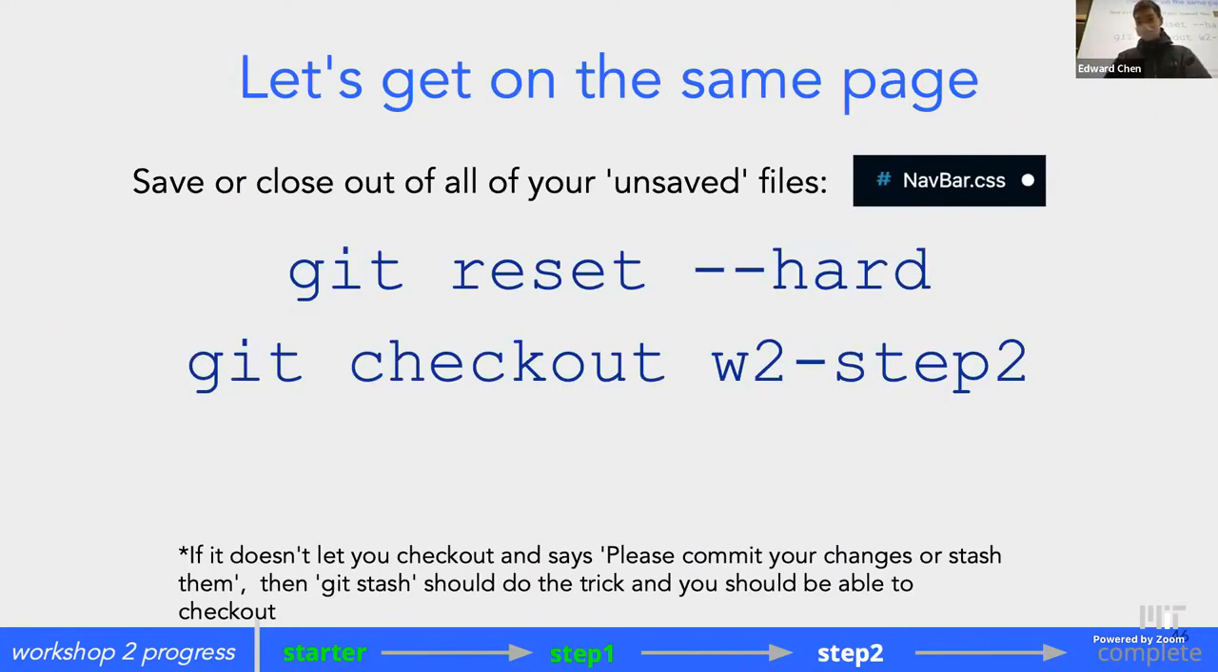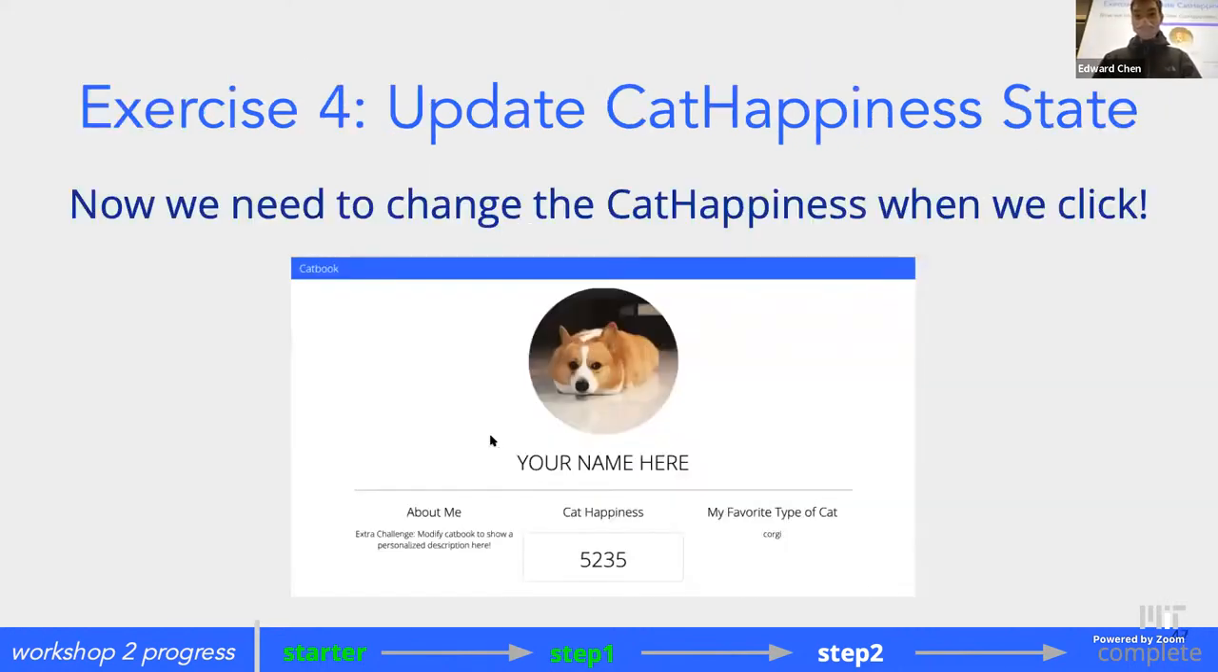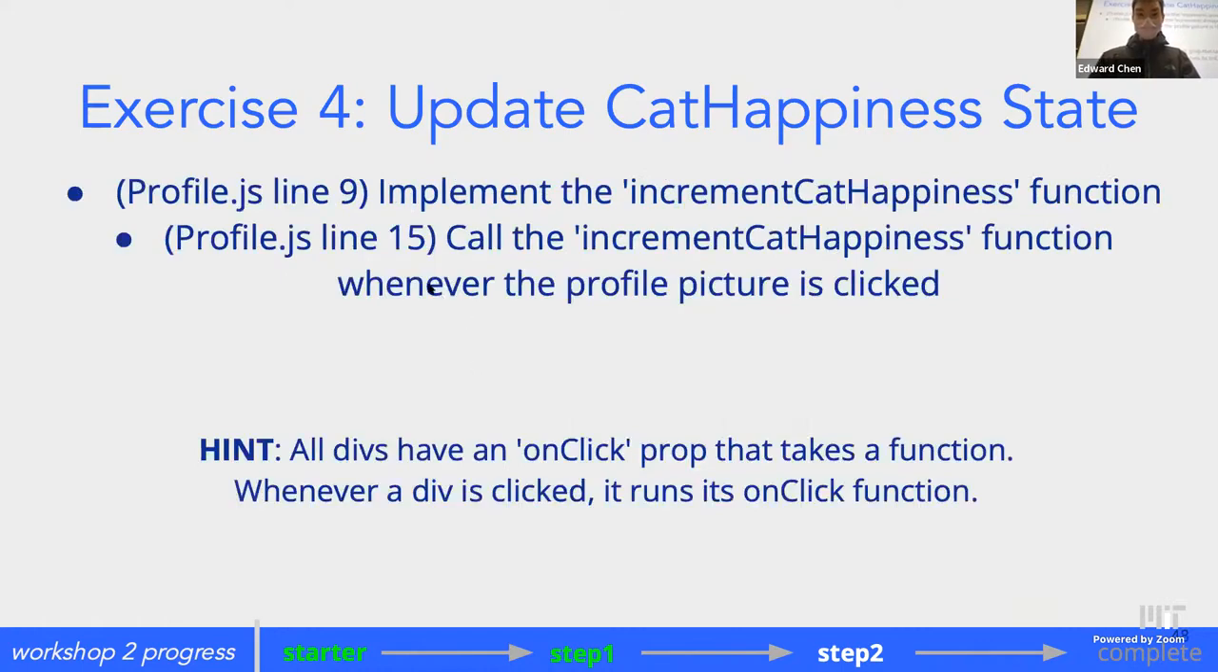Oh, actually, sorry, I forgot this. You guys could get caught up with adding the cat happiness prop, if you haven't done that yet, by closing all of your unsaved files, doing git reset --hard, and git checkout w2-step2. This will add in the cat happiness prop. So go ahead and do that if you haven't gotten to where we are right now. Okay, so now we are going to add in the function for cat happiness.